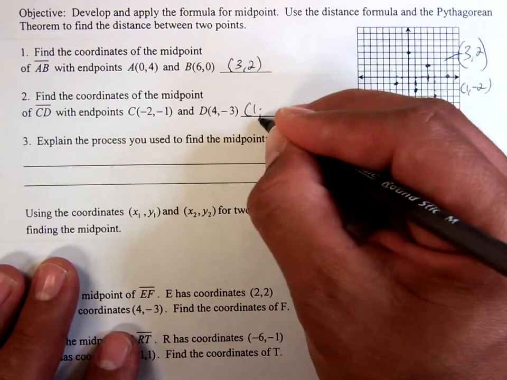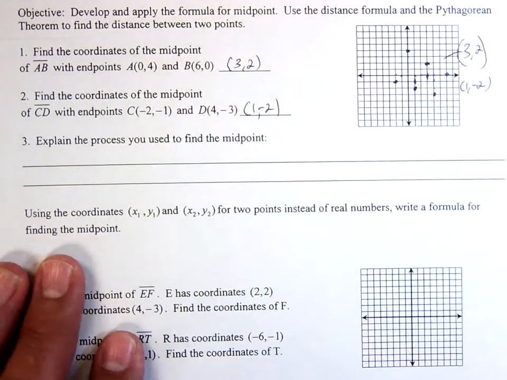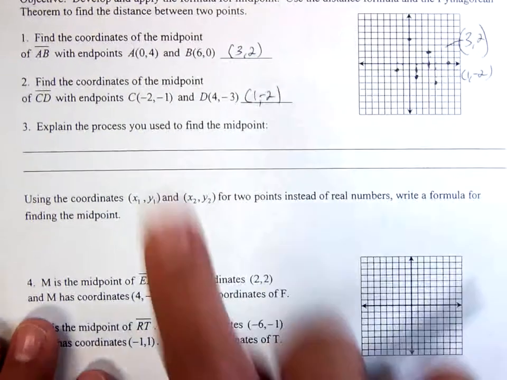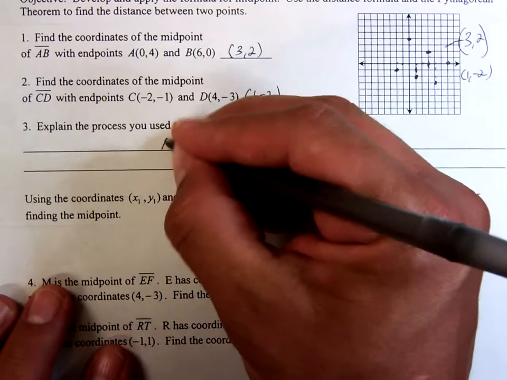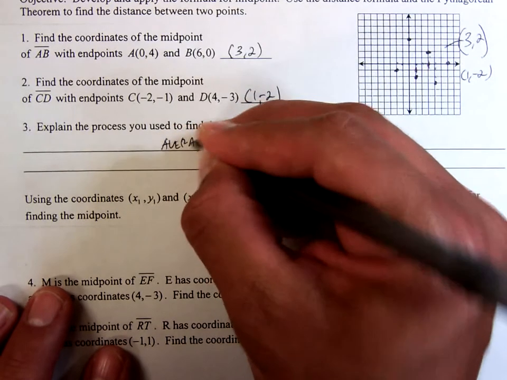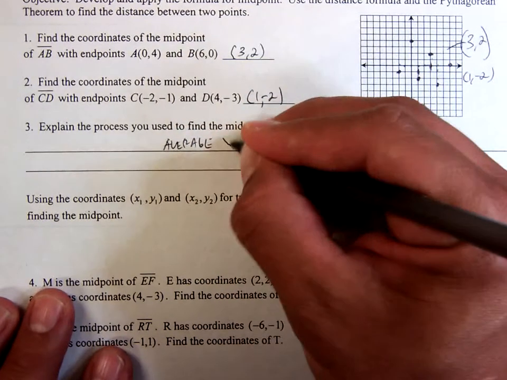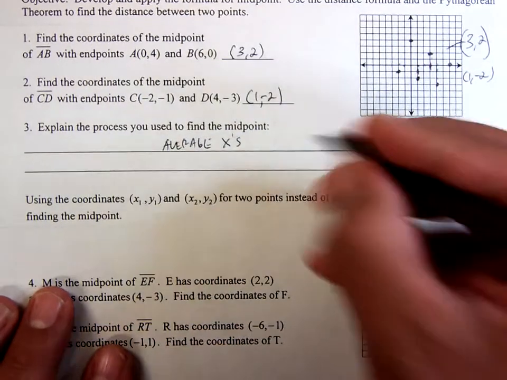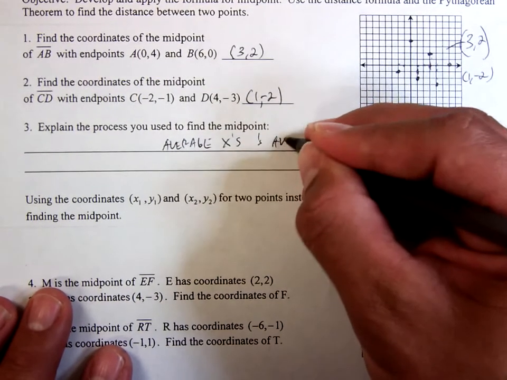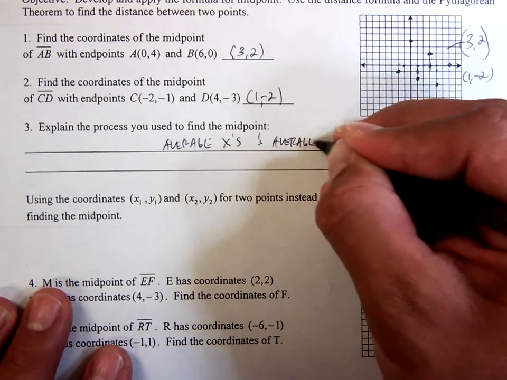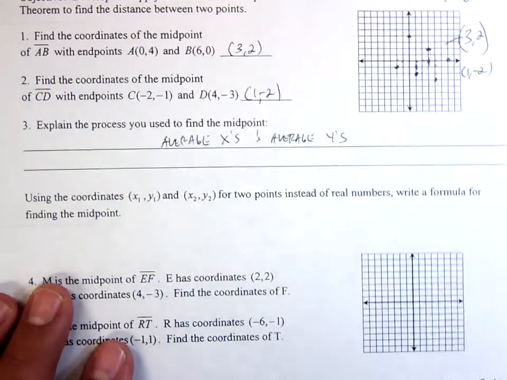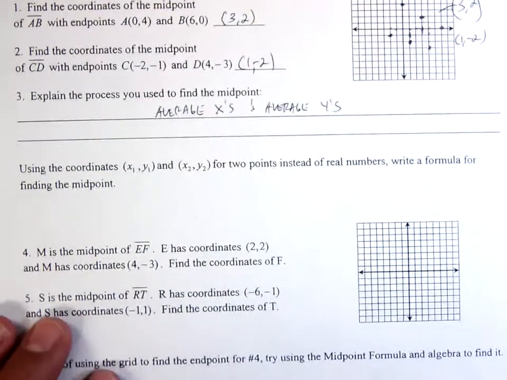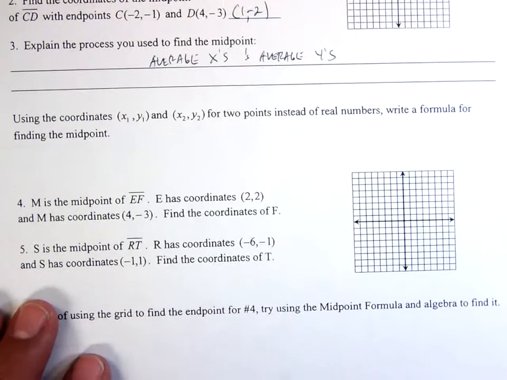So when I have graphs and small numbers, that's a pretty easy way to do this. What process did I use? Really, all I did was I averaged the x's and then I averaged the y's. That's all I did. And that's where our midpoint formula comes from, which I'm going to write down below.